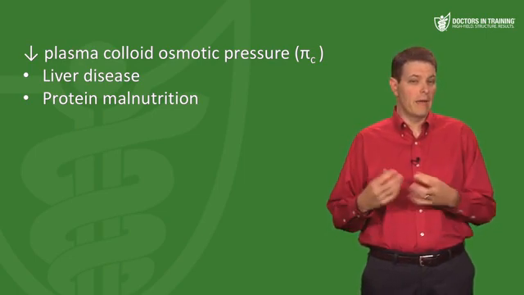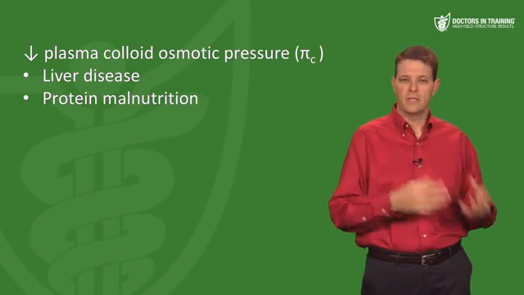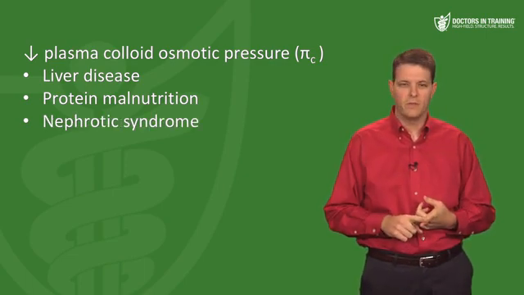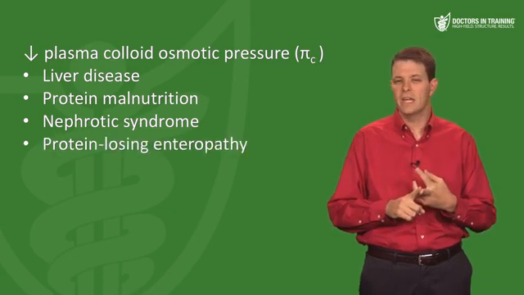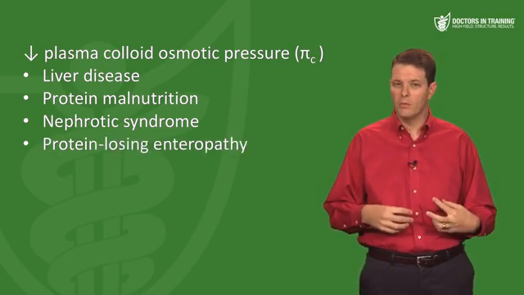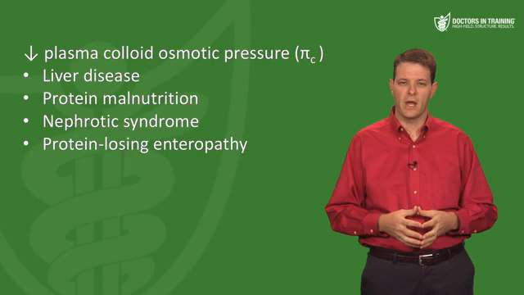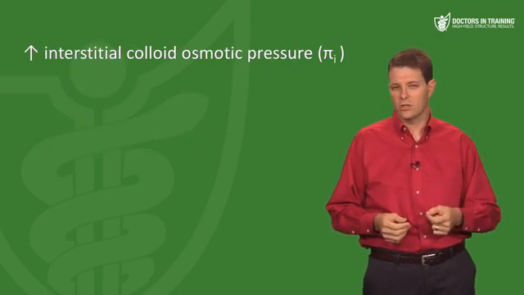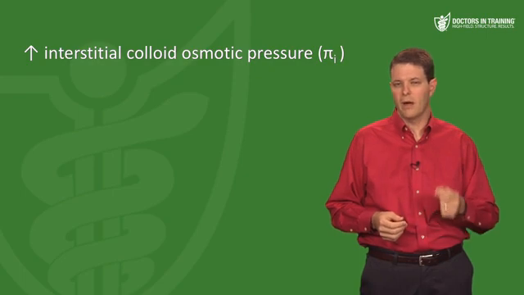Or perhaps the patient is making plasma proteins, but then losing them. So we mentioned nephrotic syndrome as a cause of decreased plasma proteins. Or some patients have a protein-losing enteropathy, which is a small bowel problem where they're losing protein in the GI tract. And then the fourth mechanism is increased interstitial colloid osmotic pressure, increased pi-I.